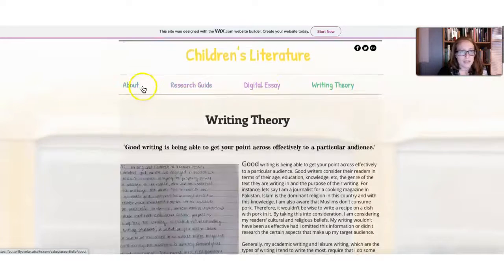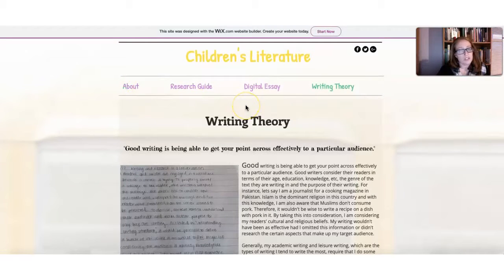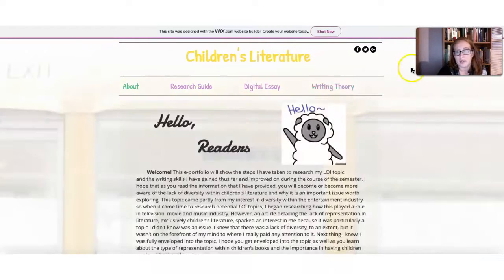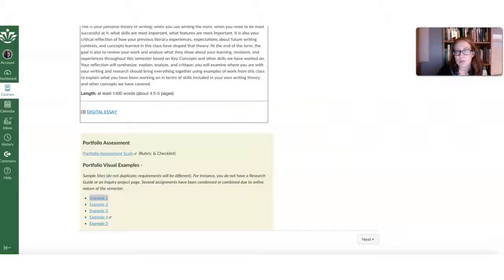You can also just get some ideas. This one, her topic was children's literature. It was themed very well around that, so you can scroll through this site and get some ideas, and here are some samples.